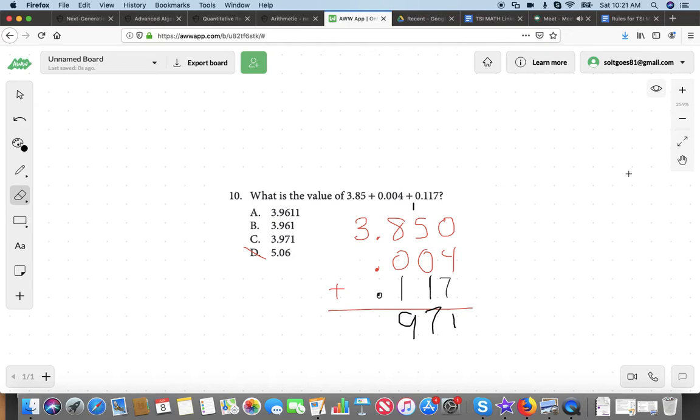I think I already know the right answer. What's the right answer choice? C. It's C. Absolutely. Now, just looking at these, I see there's no number greater than 3 places to the right of the decimal.